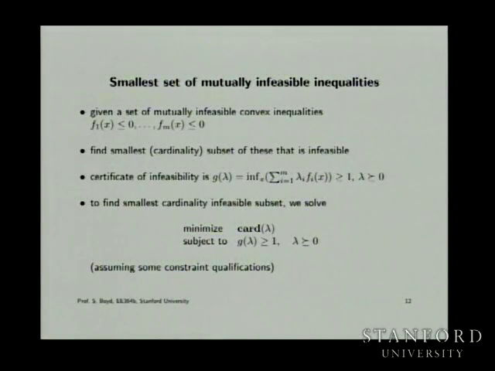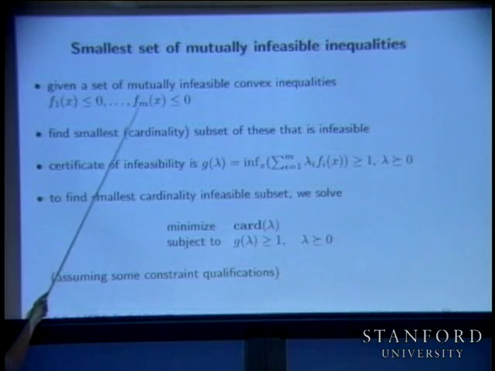Okay. Here's a variation that's actually extremely interesting. This one is a variation on find me a point that violates as few as possible. In fact, it's the dual. And it works like this. I give you a set of inequalities which are mutually infeasible. And what I want to do is the following.